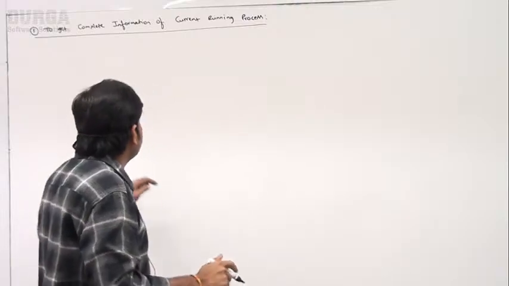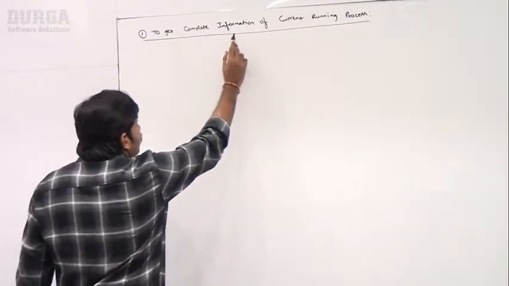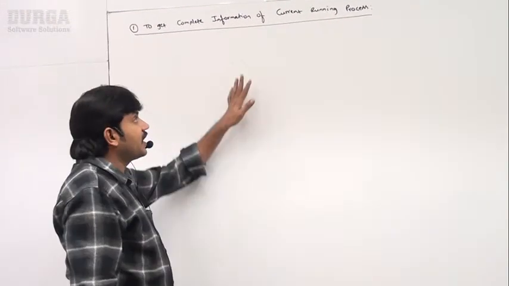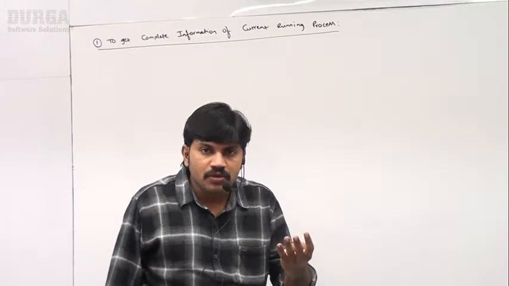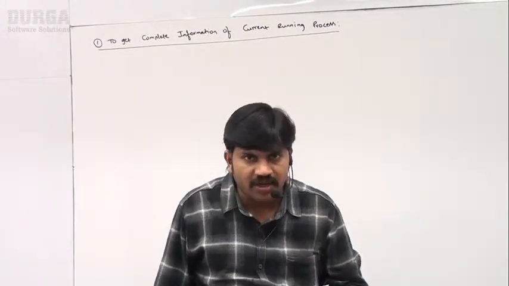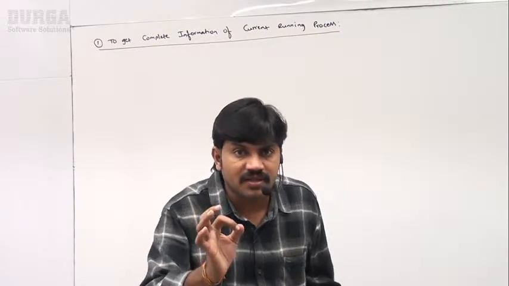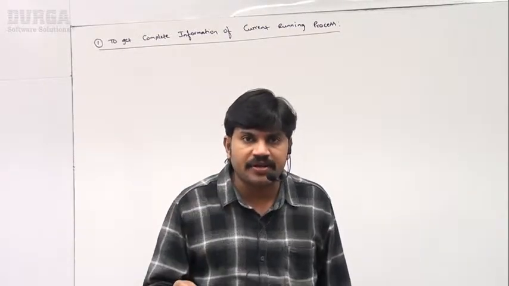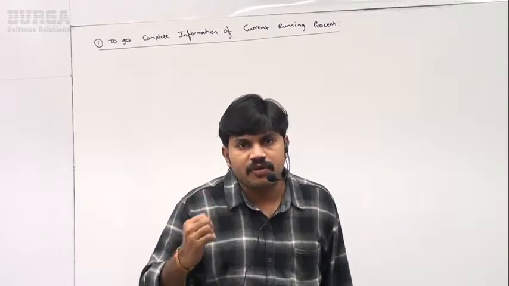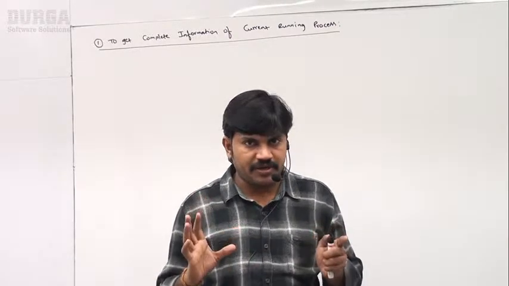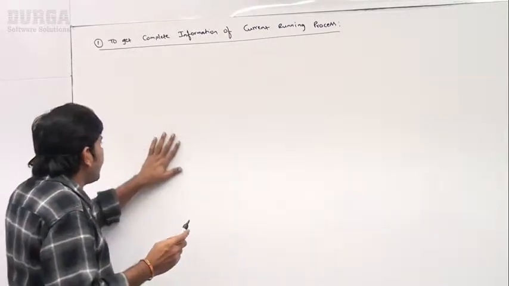Observe that. What is my requirement? To get complete information of the current running process, like who is the user of the process, by using which command this process started, what is the start instant, at what time this process started, how much total CPU duration it took. Complete information I have to explain.